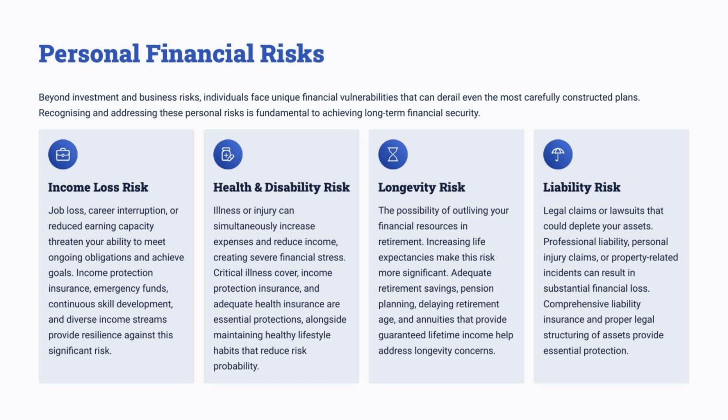Health and disability risks require critical illness cover and healthy habits. Longevity risk demands retirement planning and annuities. Liability risk necessitates comprehensive insurance and asset protection.